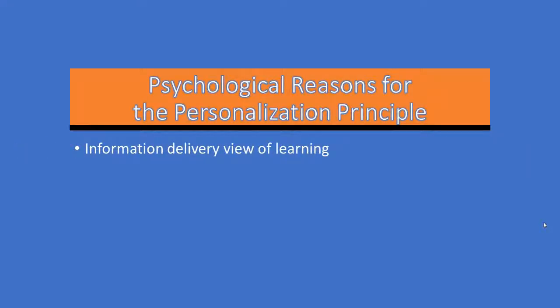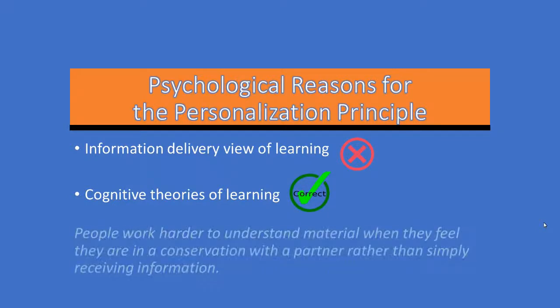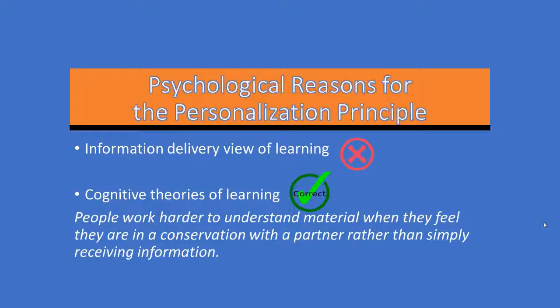Some experts think formal style is better from the view of information delivery, in which instructor present information and the learners acquire the information. However, other experts disagree. They think information delivery is inconsistent with how human mind works. They stand on the view of cognitive theories of learning and claim that people learn harder to understand the material when they feel they are in a conversation with a partner rather than simply receiving information.